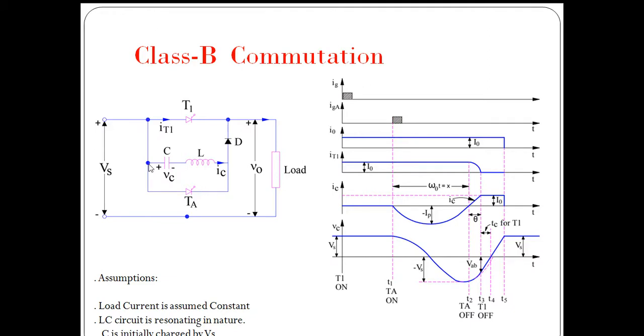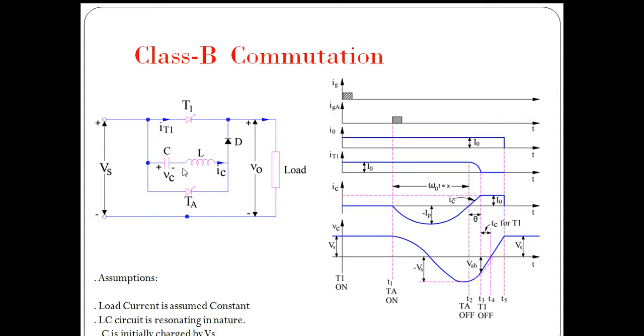While operating this circuit, we are making a few assumptions. They are: load current is assumed constant. So here we are having sufficient inductance so that the current through the circuit will always be constant. And the L and C circuit is resonating in nature.